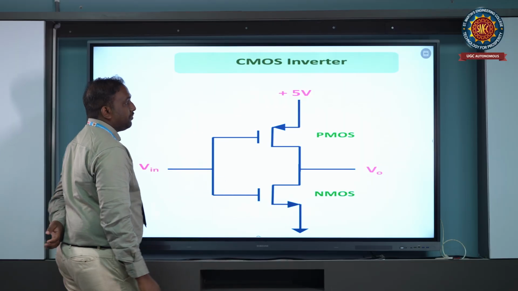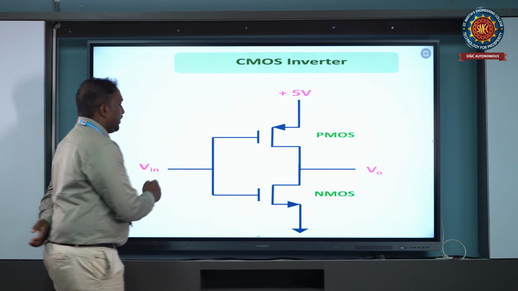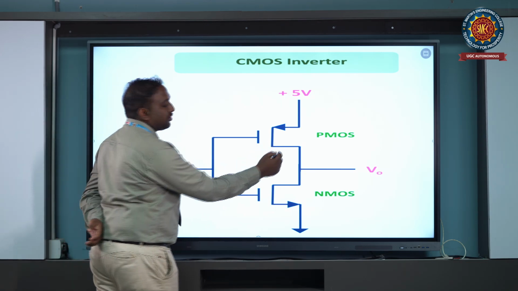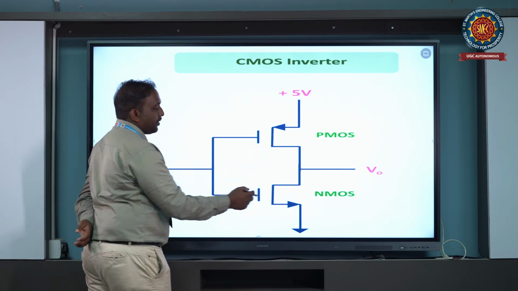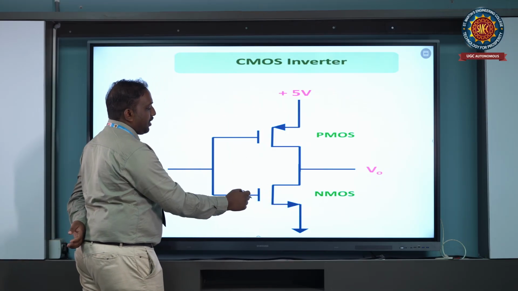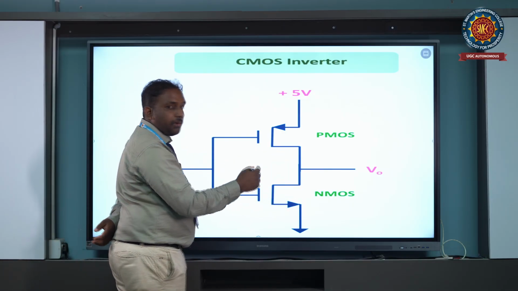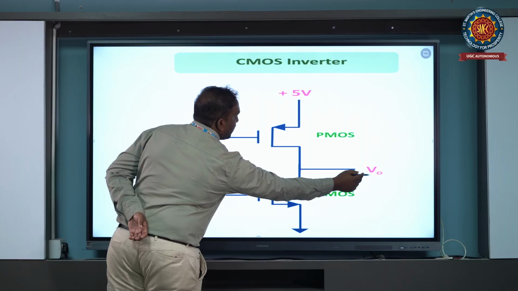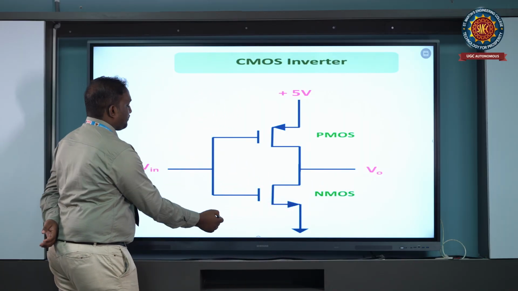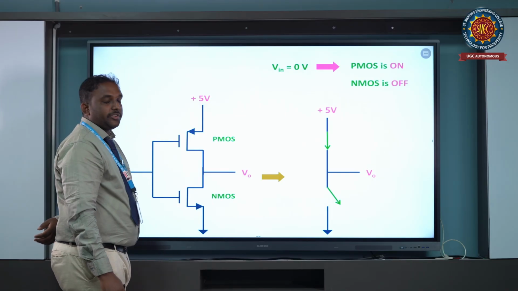This is a basic block diagram of a CMOS inverter. When we are combining PMOS and NMOS, the combination is known as a CMOS inverter. Both the gate terminals are combined and form the input terminal, and both the drain terminals are combined and form the output terminal. This is V out. Okay.